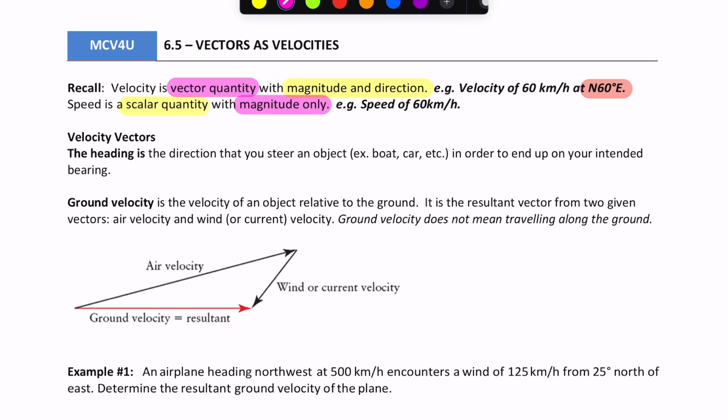Here, in terms of velocity vectors, the heading is the direction that you steer an object, for example a boat or a car, in order to end up in your intended bearing.